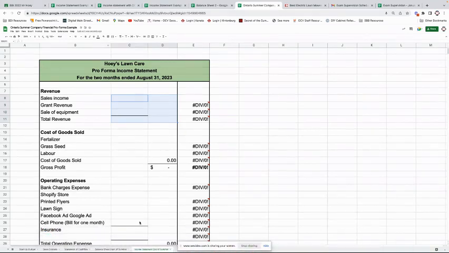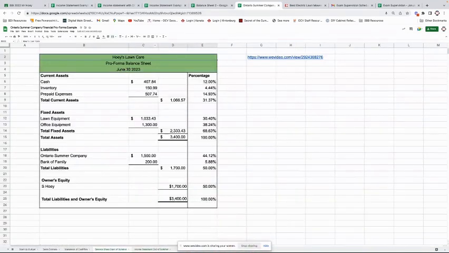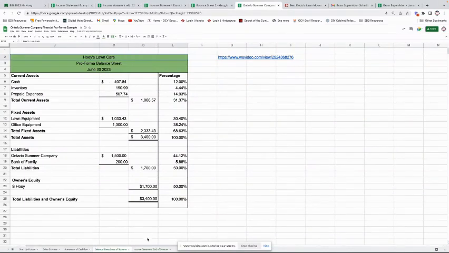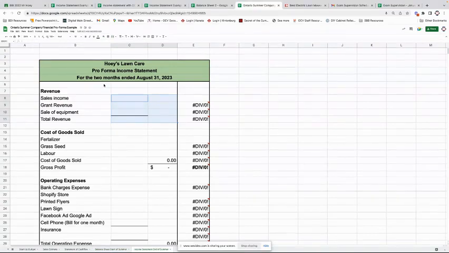So for Hoey's Lawn Care, the balance sheet is at June 30th. This is at the beginning of the summer, and the income statement will take place at the end of the summer. So for the 2 months ended August 31st. So an income statement can be for any period of time, but it is usually for a month, a quarter, 6 month period, a year. 2 months is kind of weird, but this is summer business.